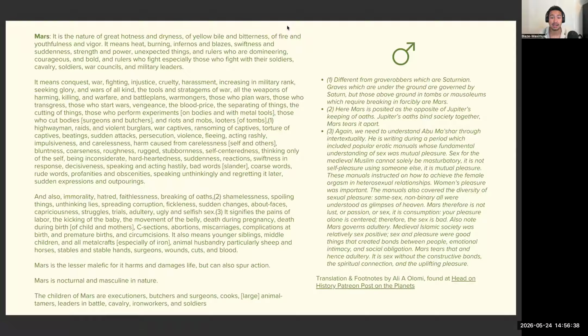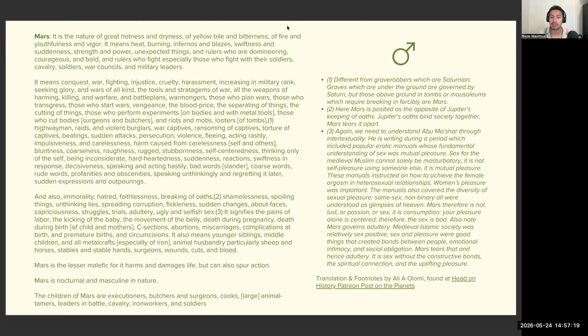And in these manuals, as Ali says in this footnote here, these manuals instructed on how to achieve the female orgasm in heterosexual relationships. Women's pleasure was important, but it's not only important, it was also centered in these manuscripts. Literally, women having an orgasm is not just a suggestion. It's a requirement. It's an obligation to sex here. And these manuals cover all sorts of diversity of sexual pleasure, such as same sex, such as non-binary sex, for example, all of this. And so as a result, Mars is not lust, passion, or sex, but it is consumption.